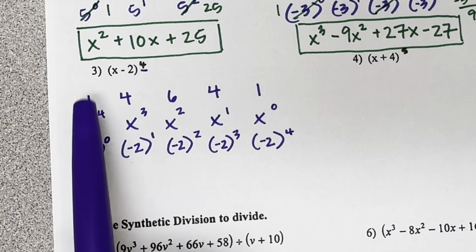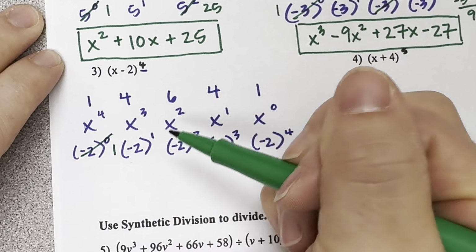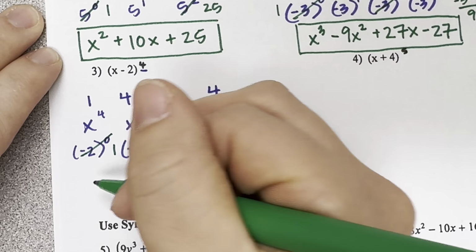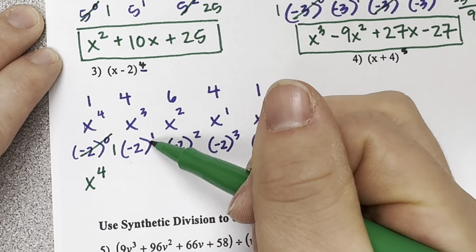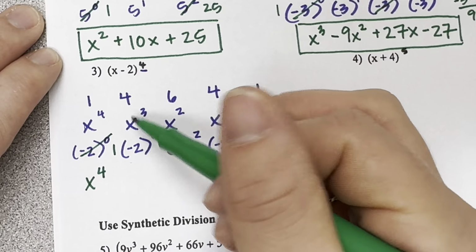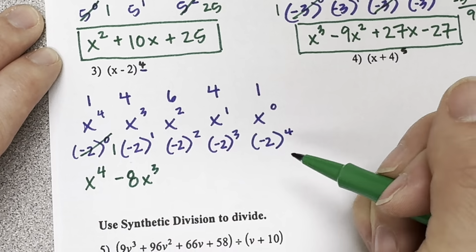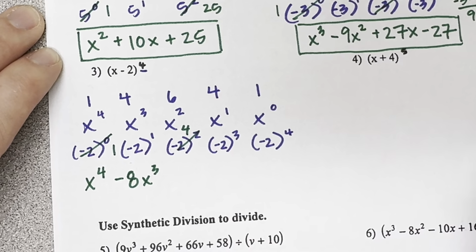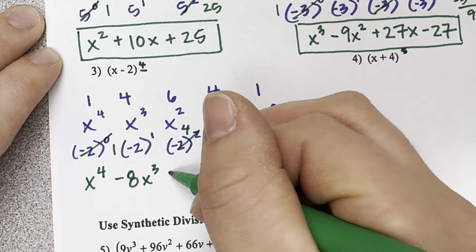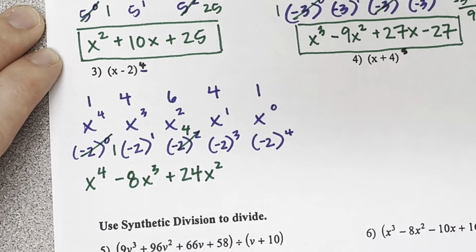Now all I have to do is multiply straight down. Anything to the power of 0 is just 1. 1 times x to the 4th is just x to the 4th. Negative 2 times 1 is just negative 2. So negative 2 times 4 is negative 8x cubed. Negative 2 squared is going to give me positive 4. 4 times 6 is going to give me positive 24, and then my x squared.